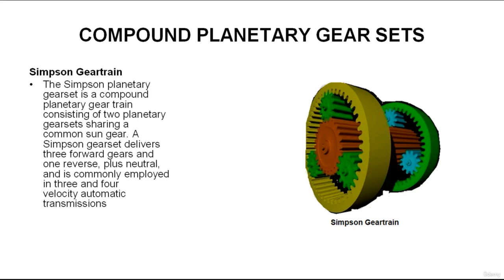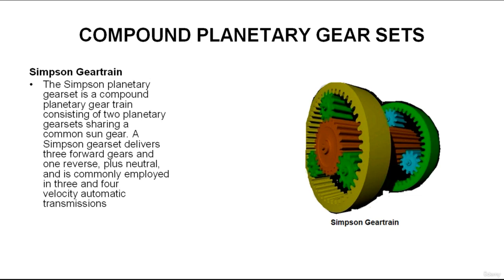Compound planetary gear sets. A limited number of gear ratios are available from a single planetary gear set. Gear sets can be combined to increase the number of available gear ratios. A typical automatic transmission has at least two planetary gear sets connected together to provide the various gear ratios needed to effectively move a vehicle.